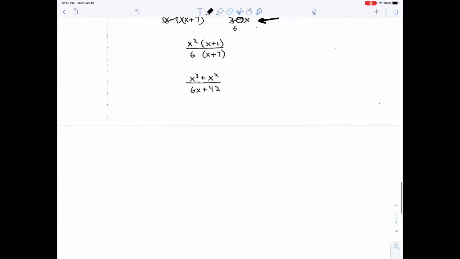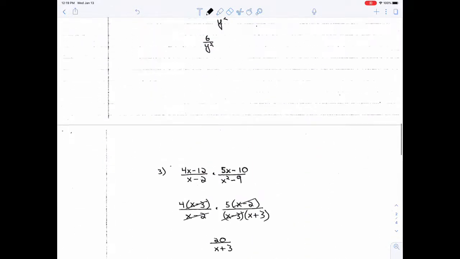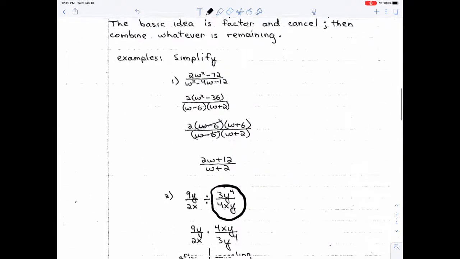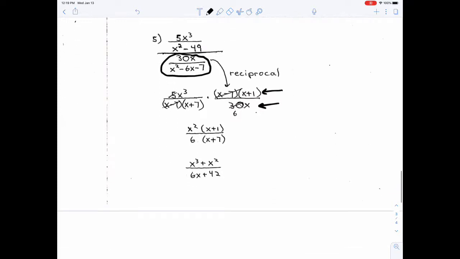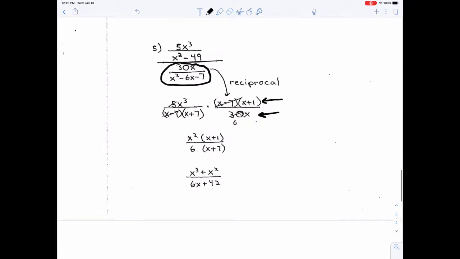Okay, that's it. It's basically just factor and cancel. If you're good at factoring, this is fairly simple. If you're not good at factoring, you're kind of in trouble. That's about all I can really say. But if you have any questions on it, please ask me.